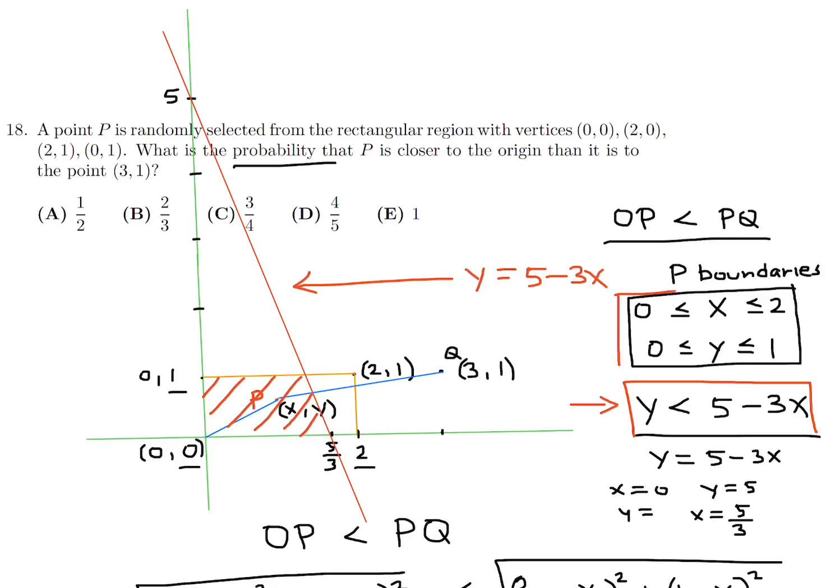Because we have to stay within our boundaries. That's why I only highlighted the area within that rectangle. So that's it. To figure out the probability, we just have to figure out the area of that shaded region and divide by the total area of that rectangle that is drawn in orange. Okay, that shouldn't be too hard.